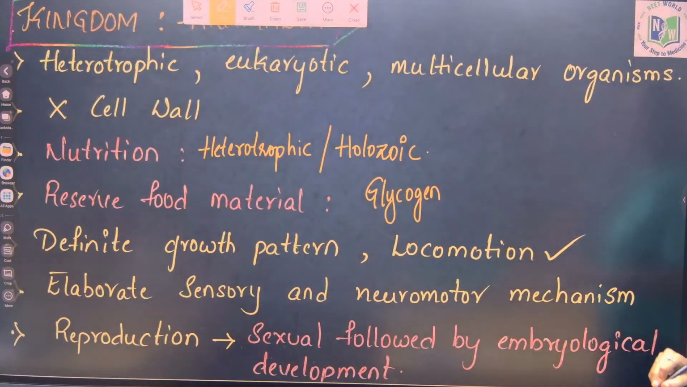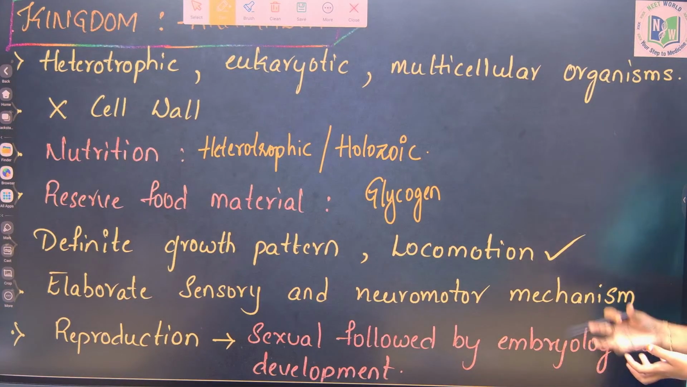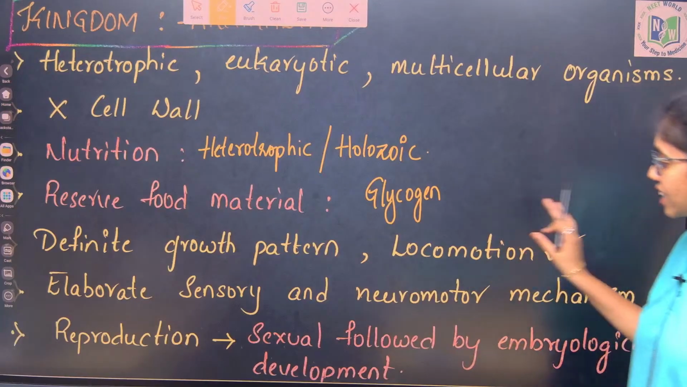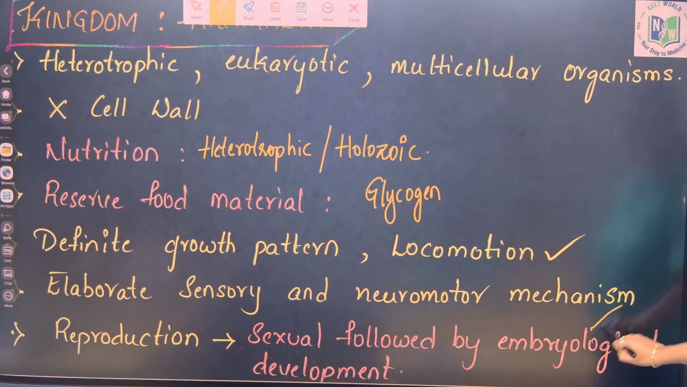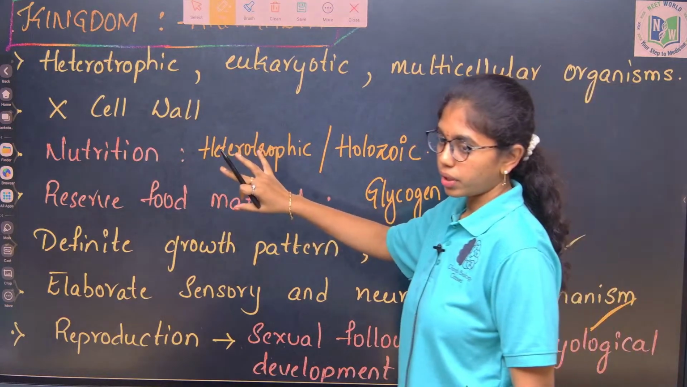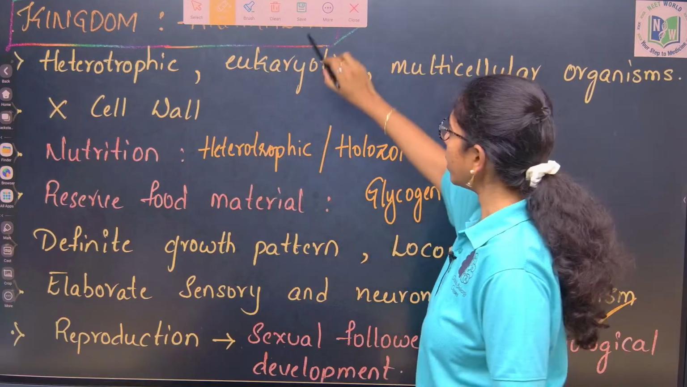So, here you can see definite growth patterns and locomotion. You can observe elaborate sensory and neuromotor mechanisms, which are not seen in the kingdom Plantae, and reproduction is sexual followed by embryological development. These are the key features of kingdom Animalia. Brief account; you will learn it in more detail in the animal kingdom. Okay. Next.